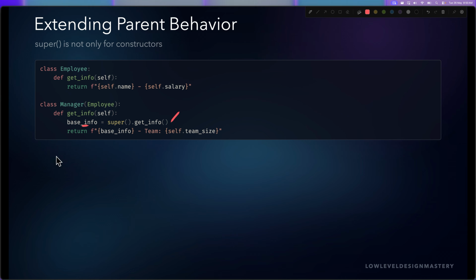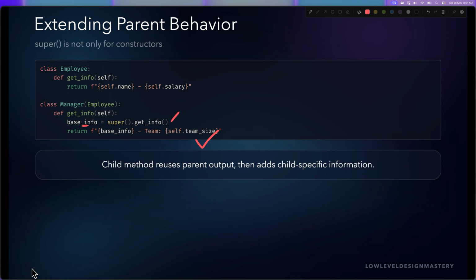Now when you see the full snippet, this manager class reuses the parent output and adds something called a team size. So we are extending the behavior of a parent class. This is a very useful pattern. You call the parent method and then add child specific behavior to that.